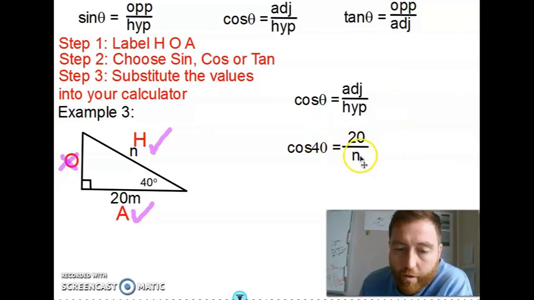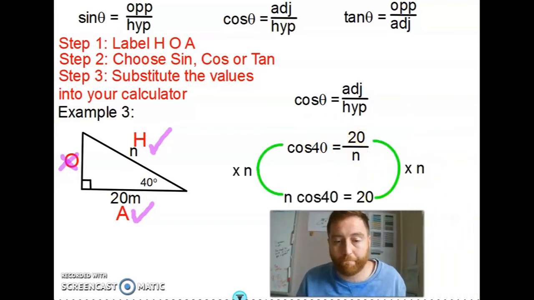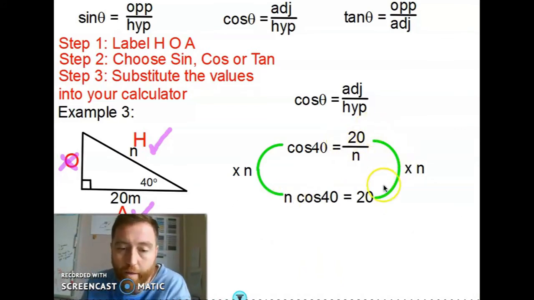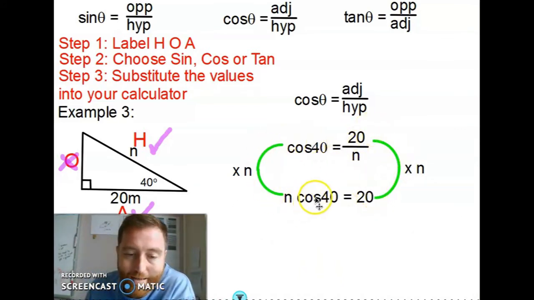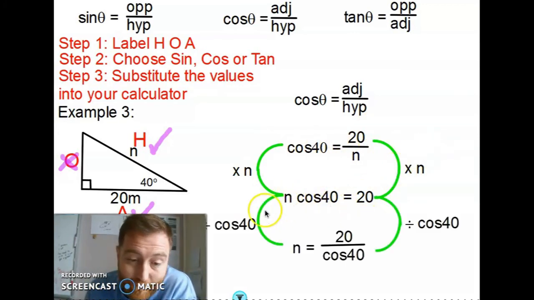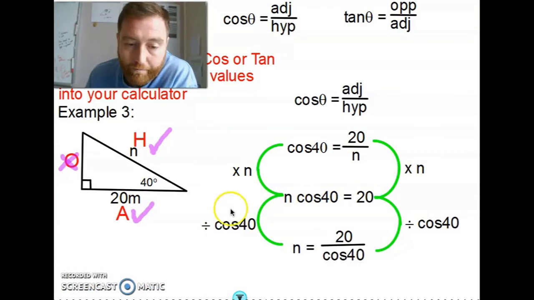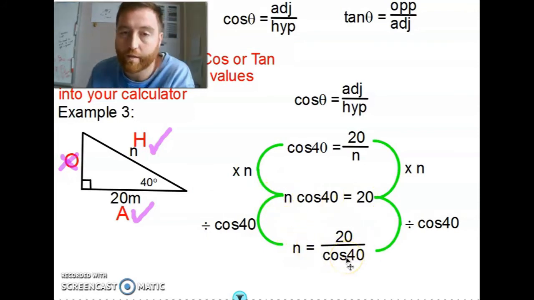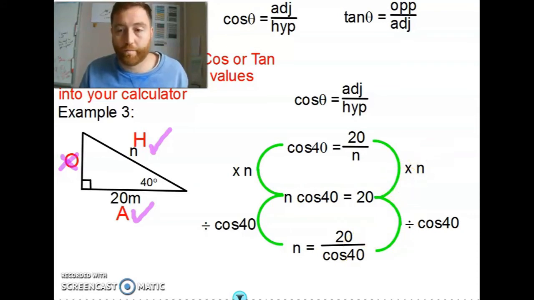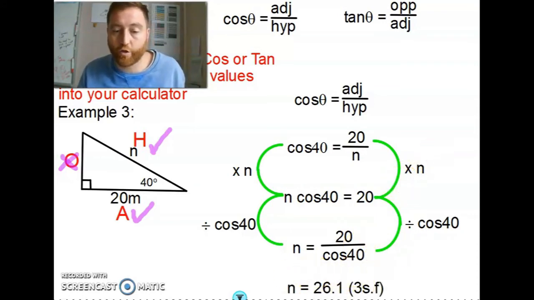So the first thing I'm going to do is multiply both sides by n to get this n to stop being the denominator. And when we multiply by n, we get 20 on this side, and we get n times cos 40 here. I want n on its own, so I'm going to divide by the cos 40. And when I divide by cos 40, it cancels this out here, and we get n equals 20 divided by cos 40, and that will give me my solution. So I pop that in my calculator, and I should get 26.1.